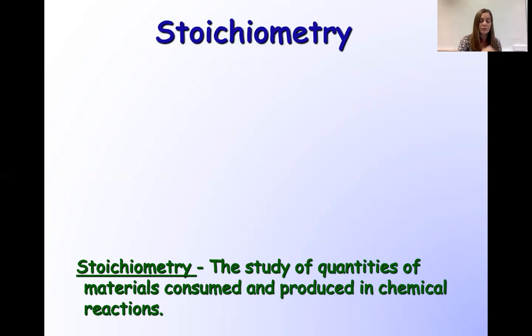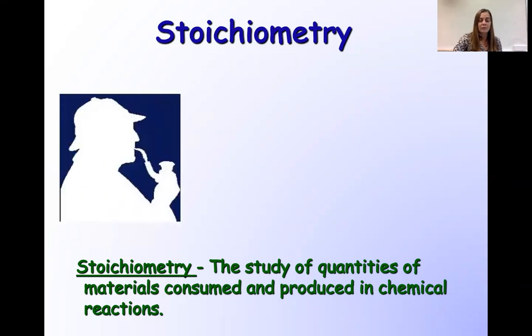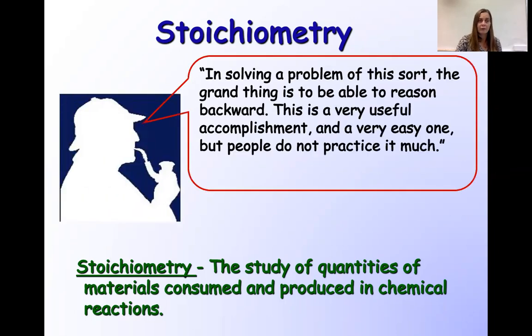First, by defining stoichiometry. So stoichiometry is just the study of the quantities of materials that are consumed in reactions and produced in reactions. So it comes from the Greek words stoichion and metron, meaning measuring elements. And so when we do stoichiometry, a lot of the time we want to kind of reason backwards.